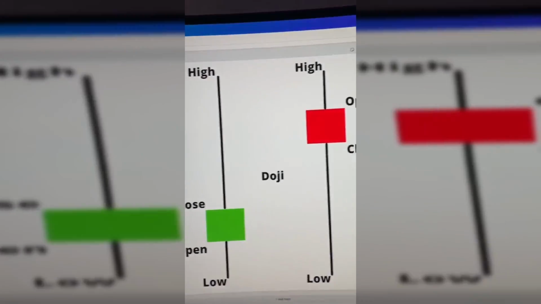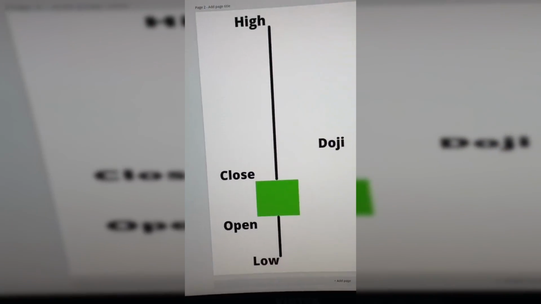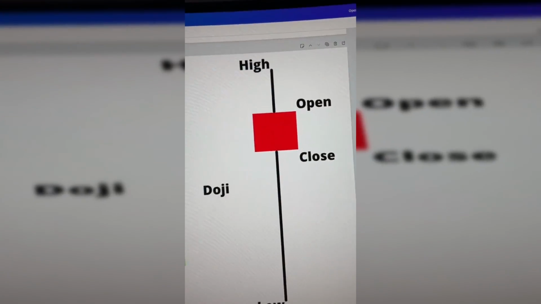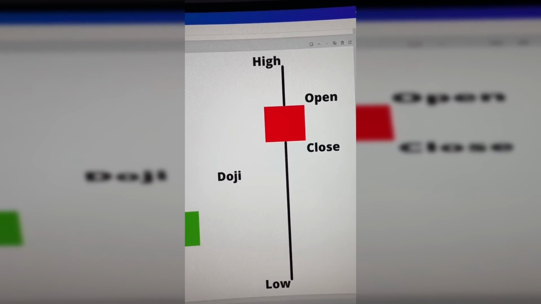Sometimes you'll get candlesticks that look like this, and they're what's called a doji candle. Even though this candlestick is green, it actually represents a likelihood of price dropping. And even though this candlestick is red, it actually represents a likelihood of price increase.